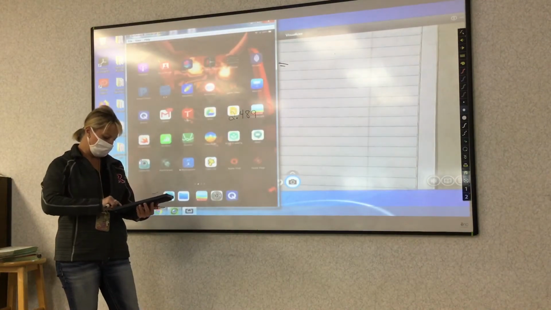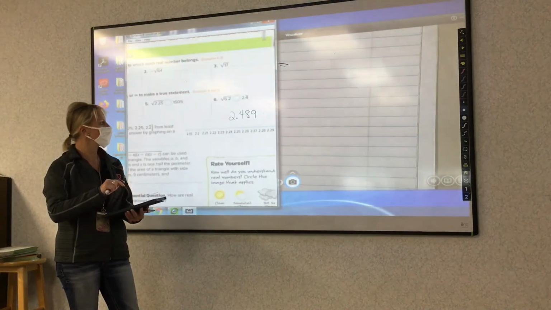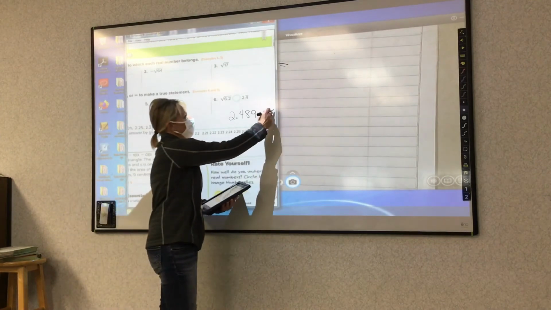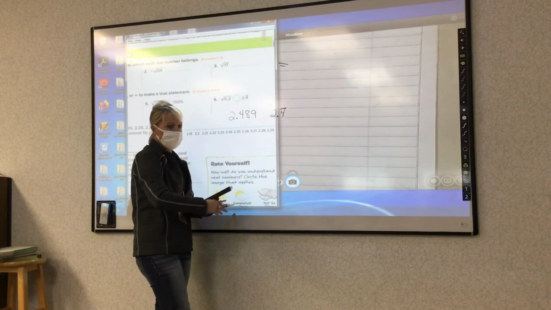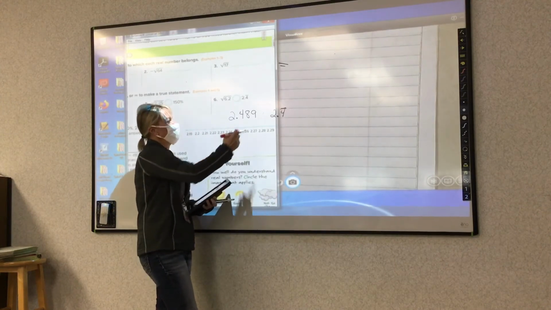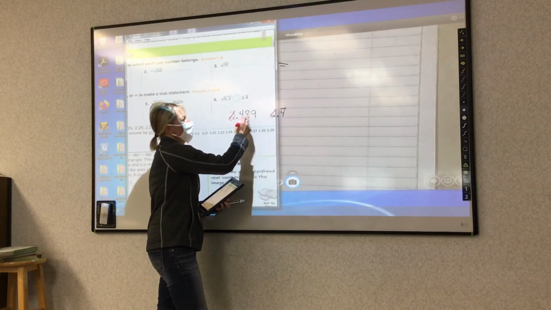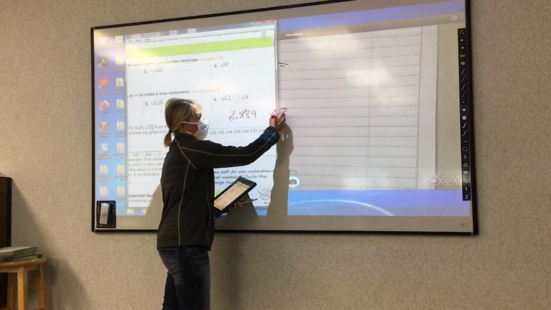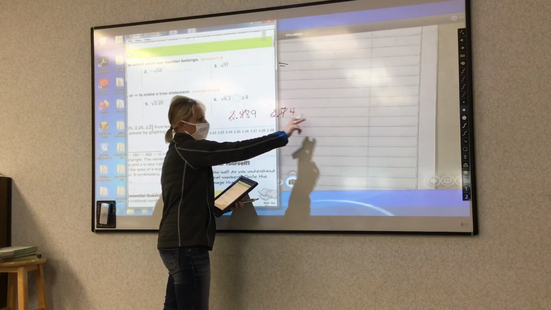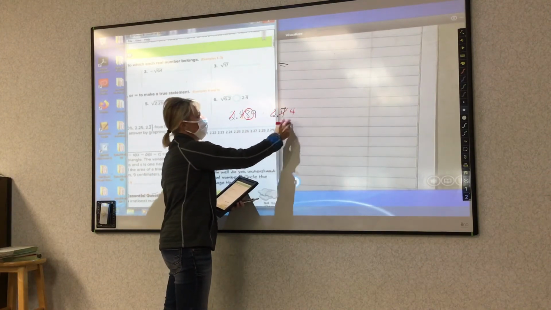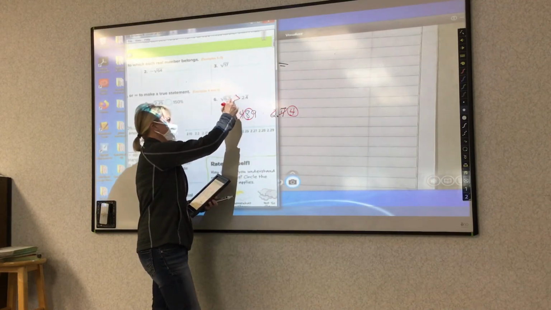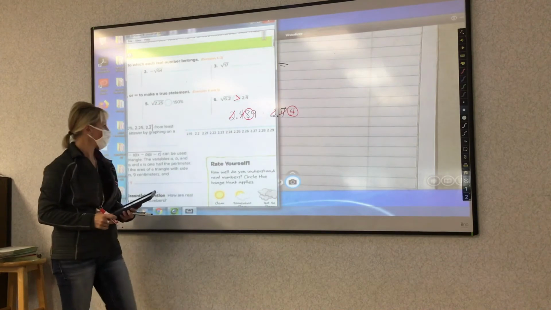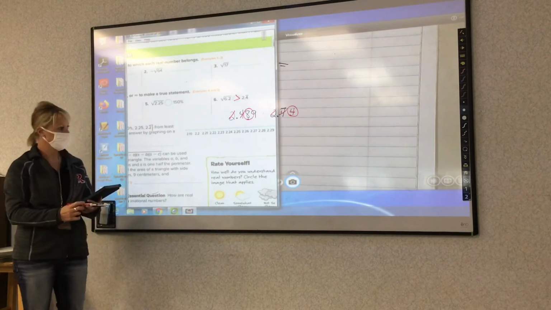The nice thing is with your paper book, you don't have to keep double clicking. That's the same. And then I'm going to compare it to 2.4 repeated. When I compare, my ones are the same, my tenths are the same. But I better add another 4, because it keeps repeating, and then I compare my 8 and my 4. And 8 is greater than 4. Oh, darn it. I got it right.